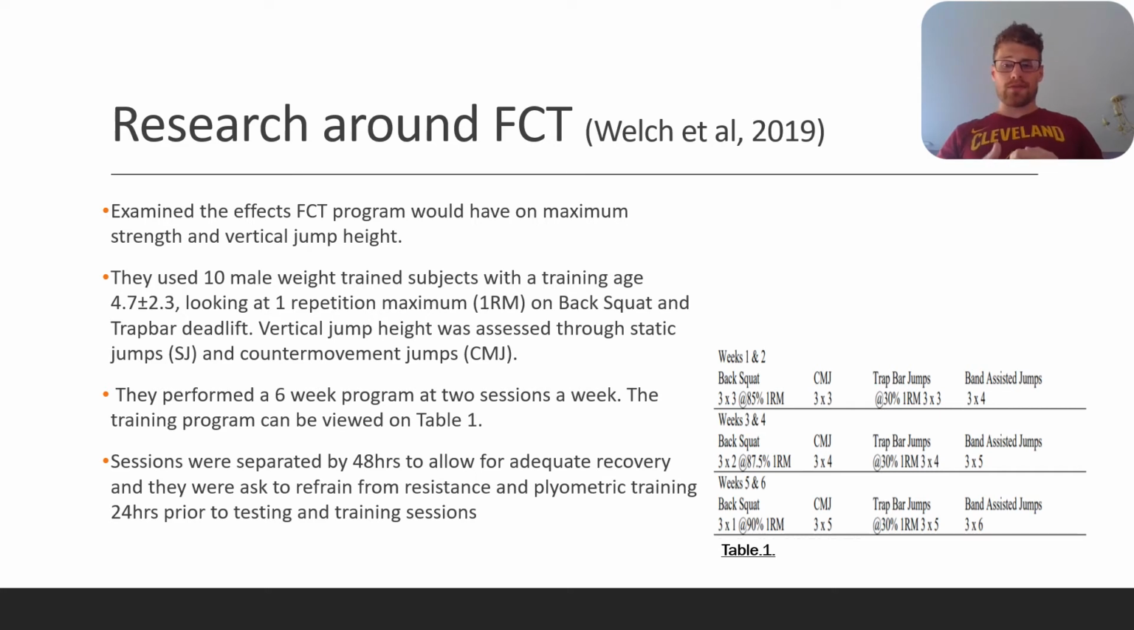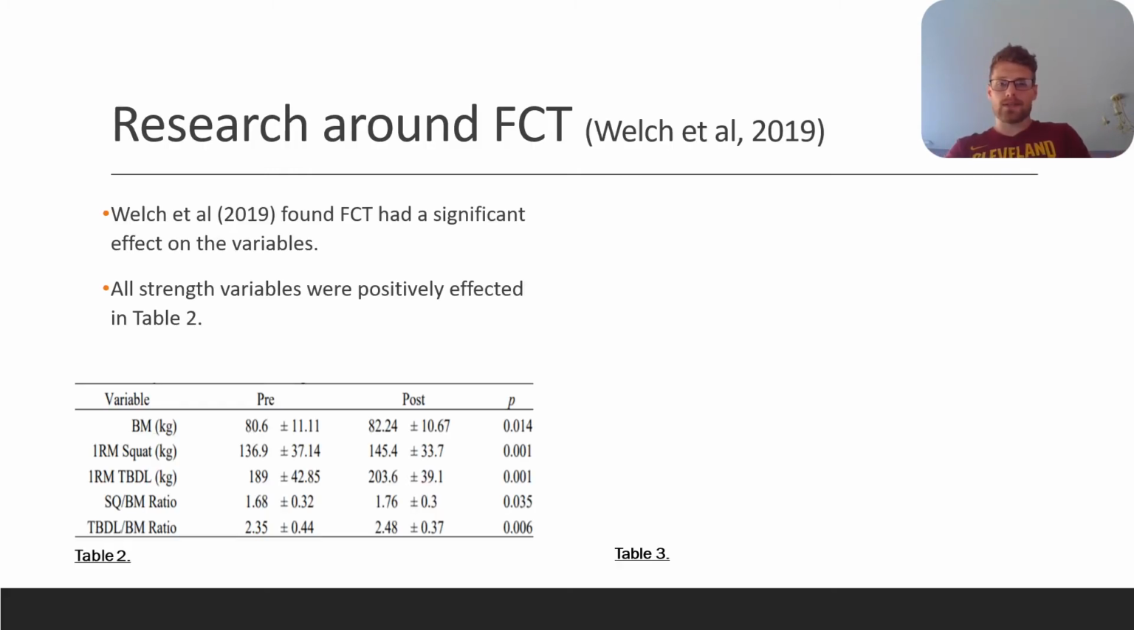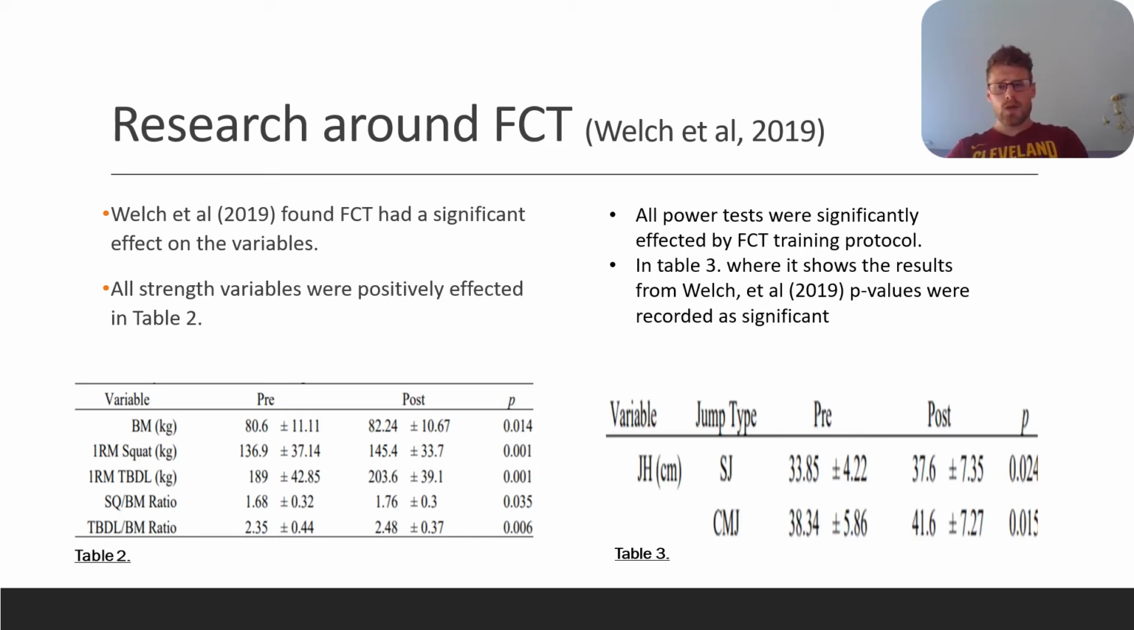And athletes were asked to refrain from any exercise 24 hours prior to testing or training. But with 2 sessions per week, some days they might be getting more than 48 hours, and in those hours, they could still do other exercises. So that can still be questioned. And he found a significant effect in the variables. All strength variables were positively affected, which can be shown in table 2. And all power tests were significantly affected positively in table 3.